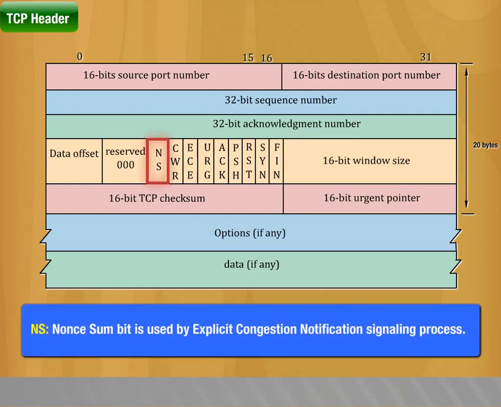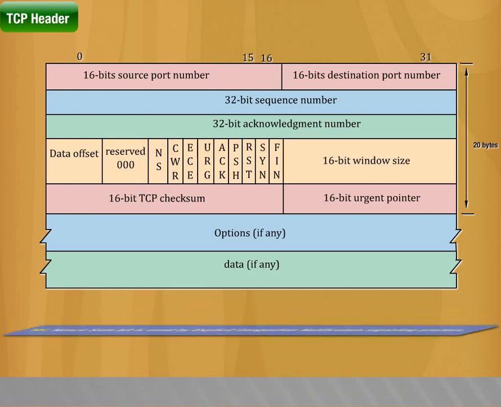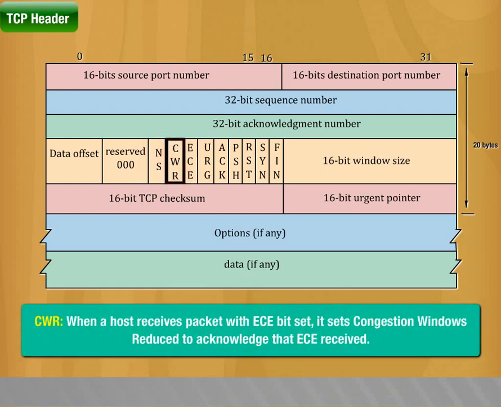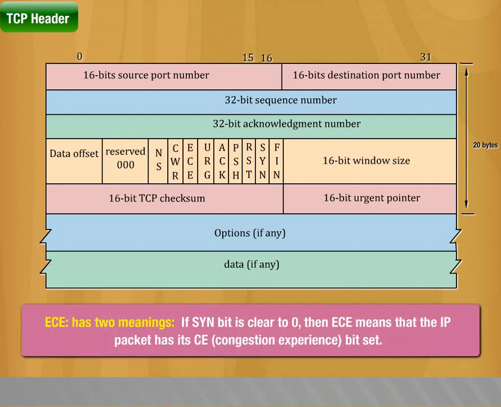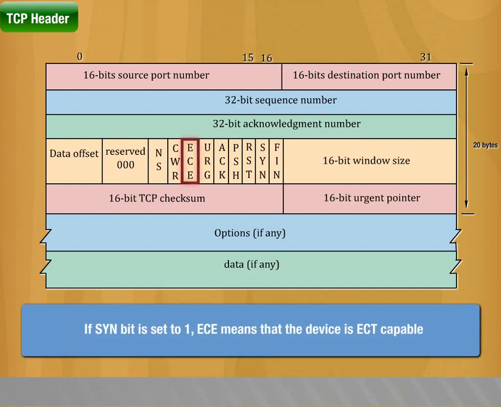NS, nonce sum. This bit is used by the explicit congestion notification signaling process. CWR. When a host receives a packet with the ECE bit set, it sets Congestion Window Reduced to acknowledge that ECE was received. ECE has two meanings. If the SYN bit is clear to 0, then ECE means that the packet has its CE, that is congestion experience, bit set. If the SYN bit is set to 1, ECE means that the device is ECT capable.